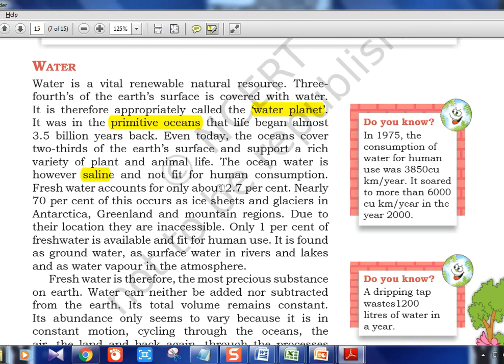Fresh water, we know, is only about 2.7%. That too, most of it is in the glaciers or the ice caps. In rivers and groundwater we have very little. That is why water is not present everywhere, and people are misusing it also. This is about consumption of water. Some data shows it has been increasing over the years. Then 70%. As I told, ice sheet.